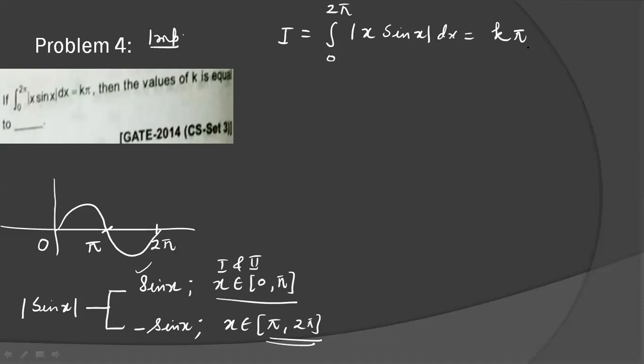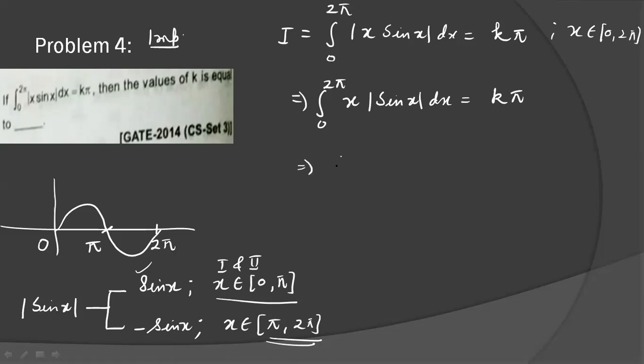And x is between 0 to 2 pi, it means x is already positive here, so there is no need for the mod on x. We can write it like this also: integration of x mod sine x dx. Why? Because x is positive in this given domain, so there is no meaning of the magnitude sign on x here.